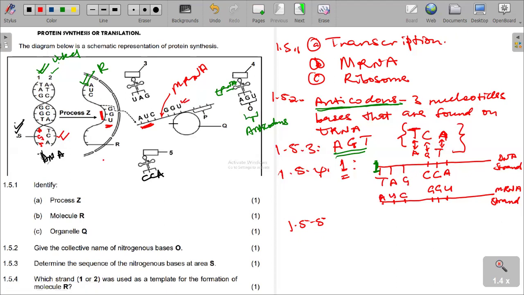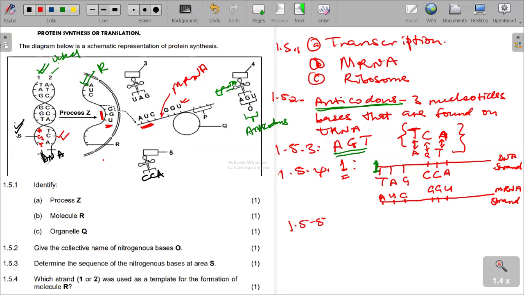So the last piece is this one, which is asked to be on area P here. Which one must come here? Is it 3, 5, or 4? How do we know that? We just need to complete this strand.